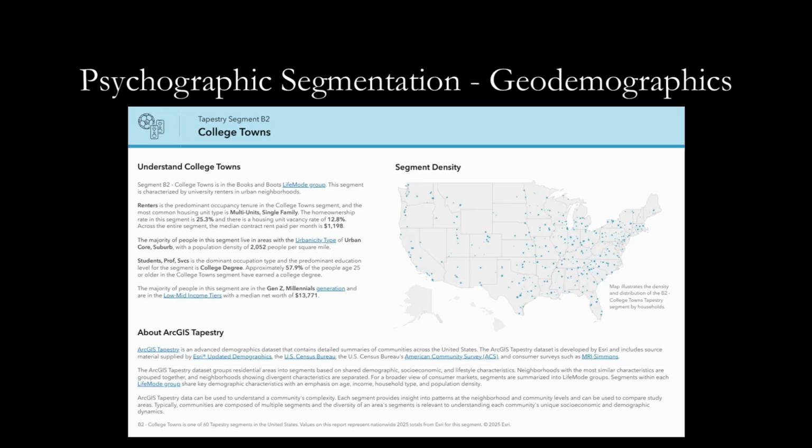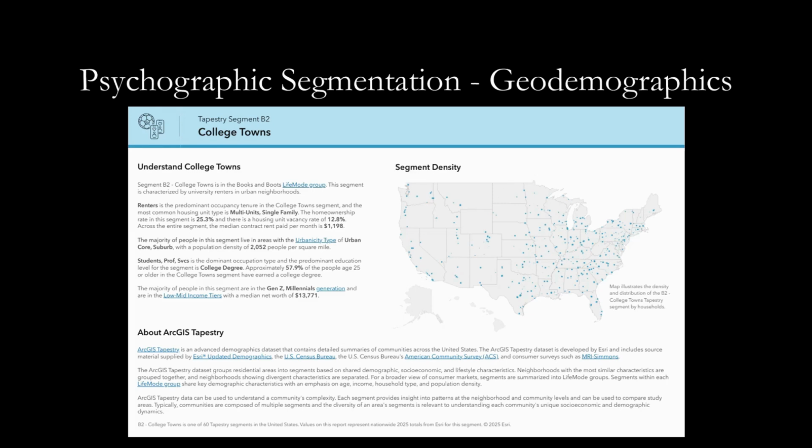Geodemographic segmentation is a type of psychographic segmentation that combines both geographic and demographic characteristics to classify consumers. The premise is simple. Birds of a feather flock together. People with similar buying habits, lifestyles, and interests tend to live in similar areas.